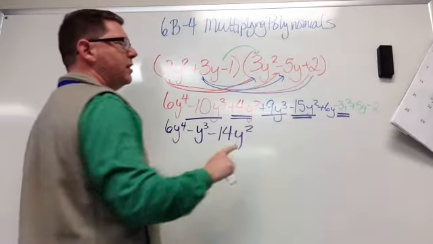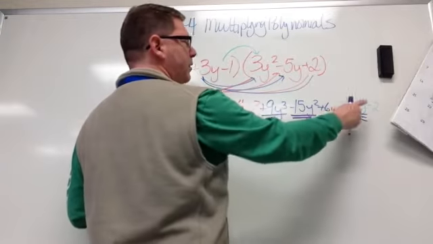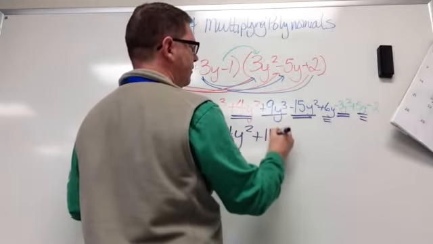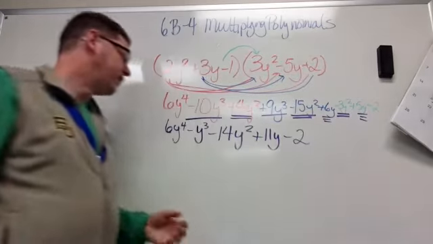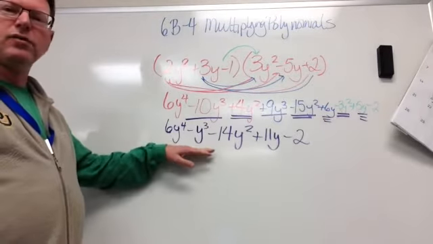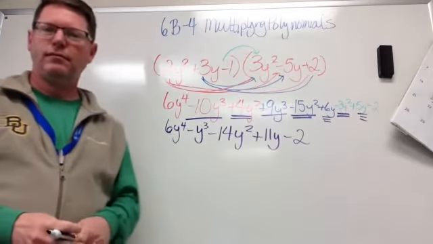And now we're going to see our y's. So I got a y, and I have 6y plus 5y, so that's plus 11y. And then I'm left with minus 2. So my final answer is 6y to the fourth minus y cubed minus 14y squared plus 11y minus 2.